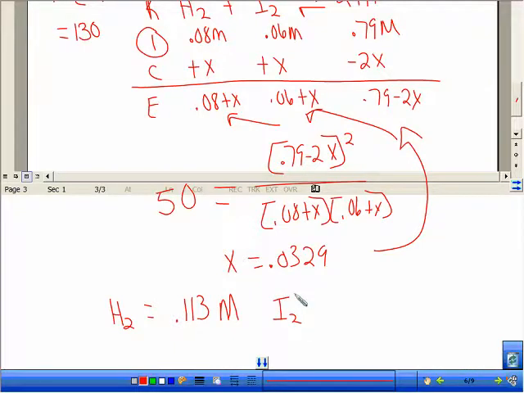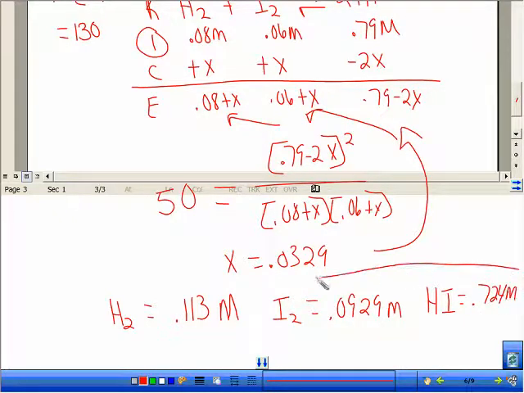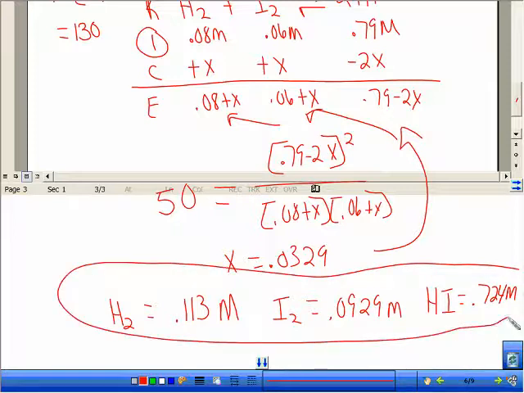And then I2 would be 0.06 plus our x. You get 0.0929 if we did 3 sig digs. And then for your HI, you would get 0.79 minus 2x. You get 0.724 molar. So those are the answers. I think I'm going to make sure I correct them before I upload them to Edmodo. So those are the correct answers.